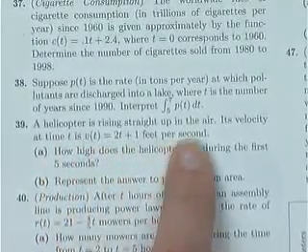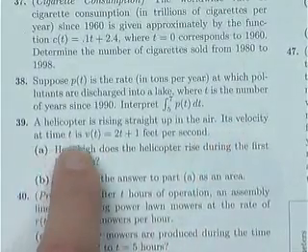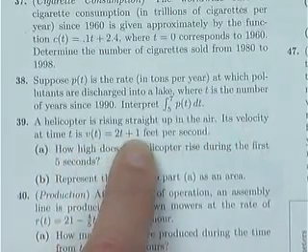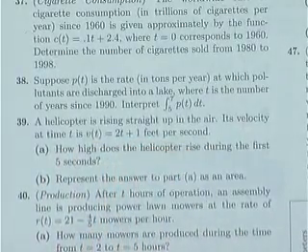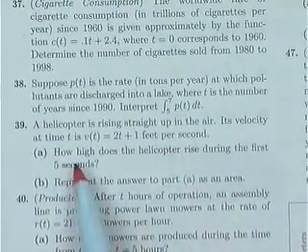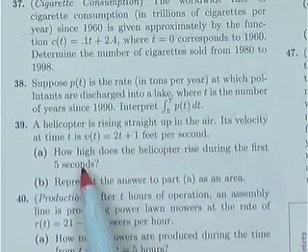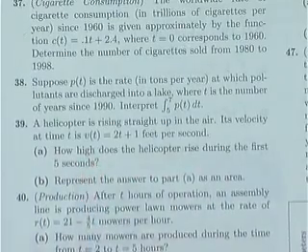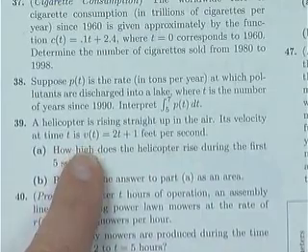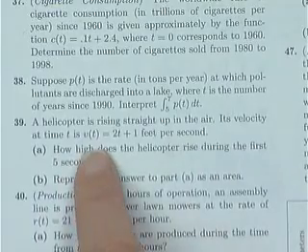A helicopter is rising straight up in the air. Its velocity at time t is 2t plus 1 feet per second. Feet per second, rate of change, change in feet per second. Everybody got that? How high does the helicopter rise during the first 5 seconds? How high? Okay, that's velocity. You're going to have to integrate to get to distance, right?